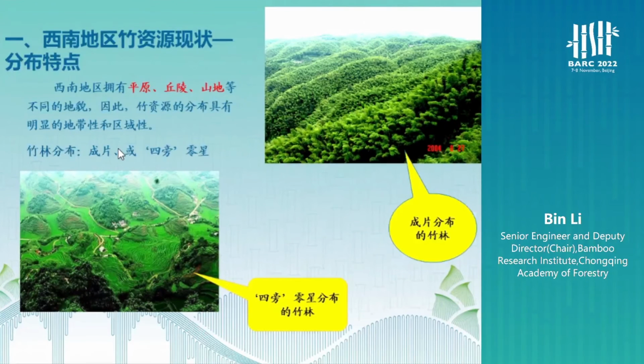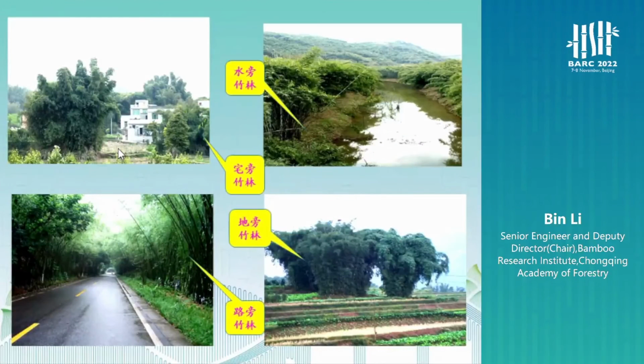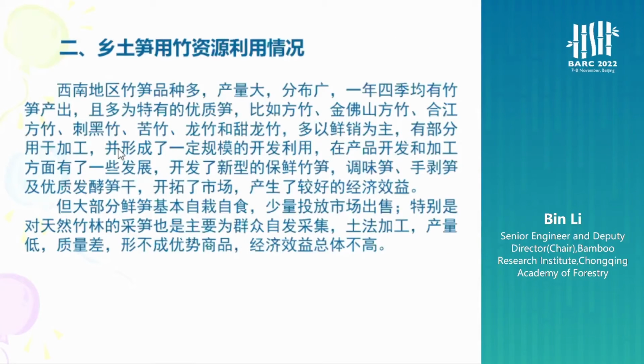For the southwest region, the bamboo resources reflect the region's geographic characteristics, with plateaus and hills, so the bamboo shoots and bamboo forests are located near the water, near the houses, or near the land. Especially in southern Sichuan, we call it the bamboo sea, which is very beautiful. It is really like a natural shade made by the bamboo forests.